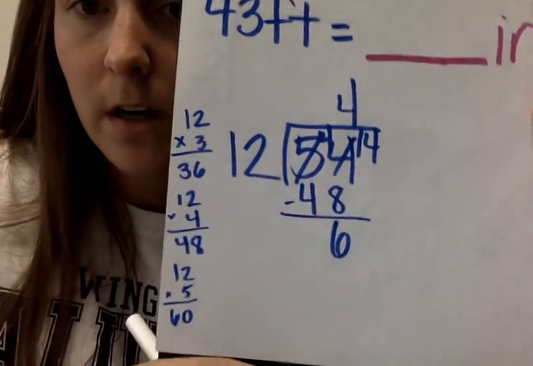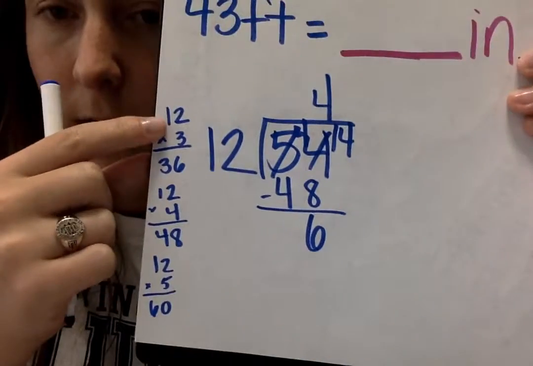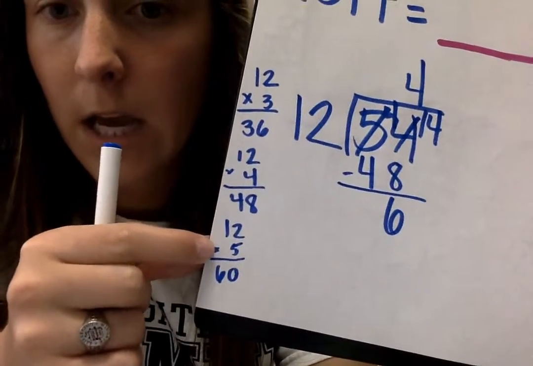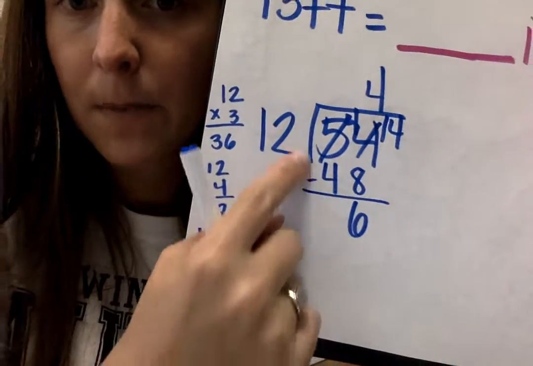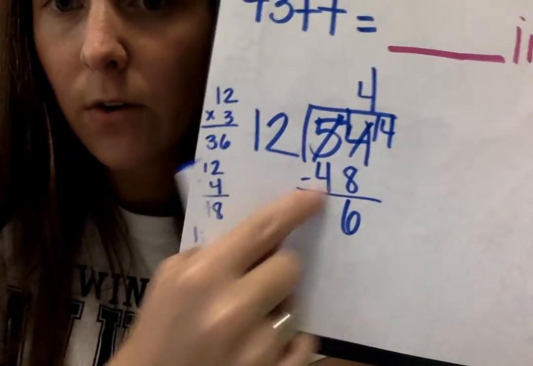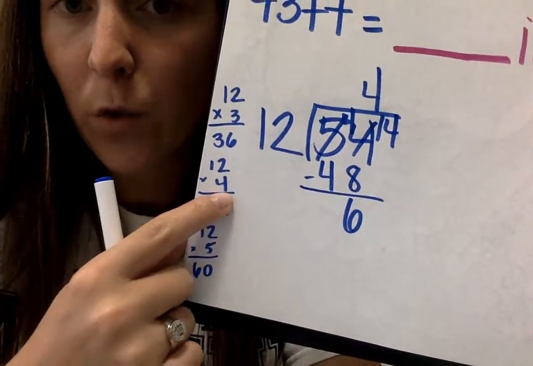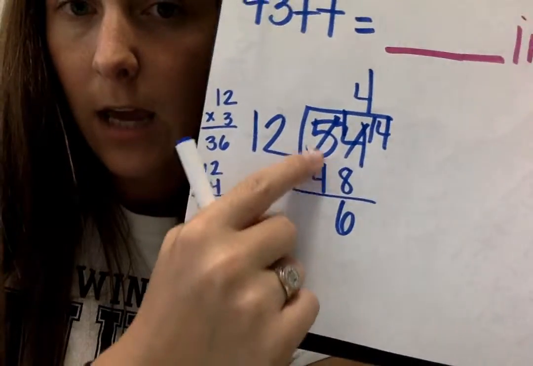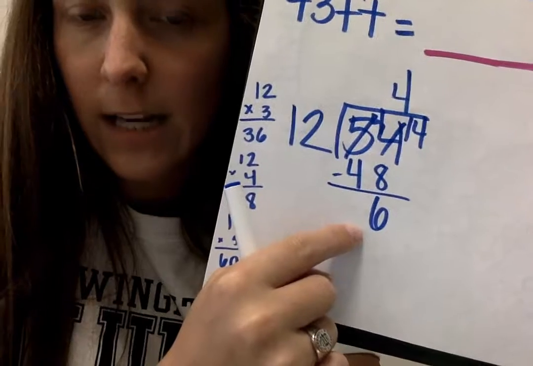All right, hopefully you guys have had a chance to solve it. Over here, you can see where I did 12 times 3, which equals 36, 12 times 4, which is 48, and 12 times 5, which is 60. Well, 12 can go into 54, I figured out, 4 times. So I put my 4 up here, and I subtracted 48. 54 minus 48 is 6.